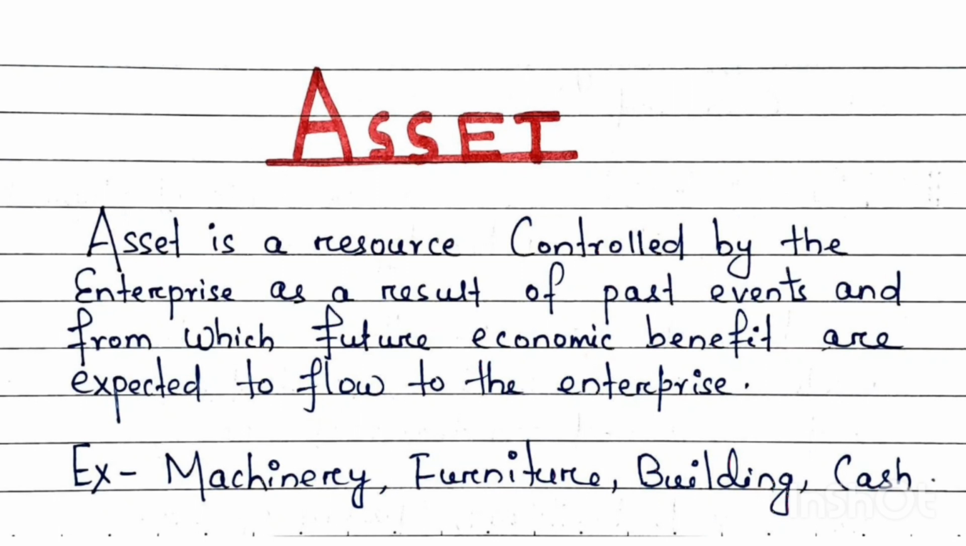So we can say asset is something which is purchased by a businessman or has been taken on lease or rental basis, so the businessman has control over it. Now these assets provide some future economic benefit, or the businessman expects some future economic benefit due to the use of these assets. Now how does it provide future economic benefit? Let's see one example.